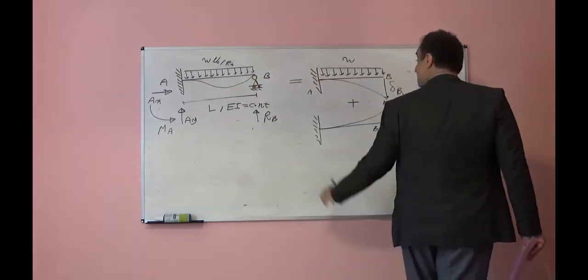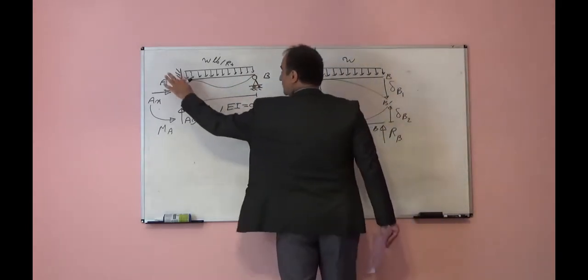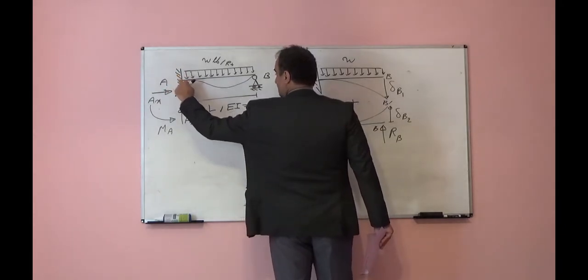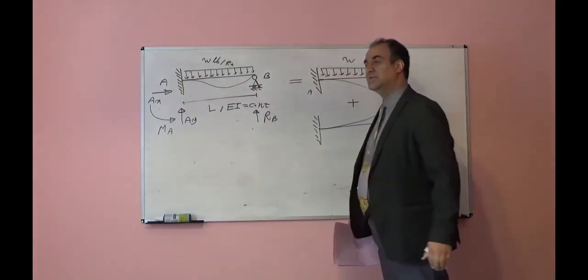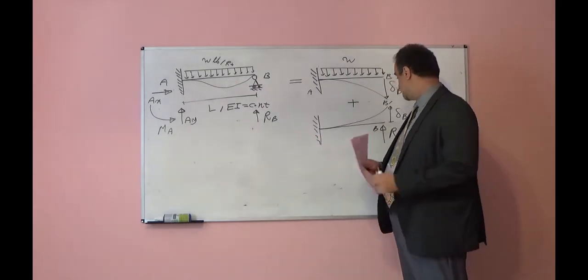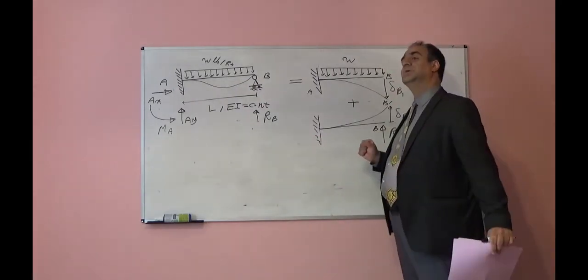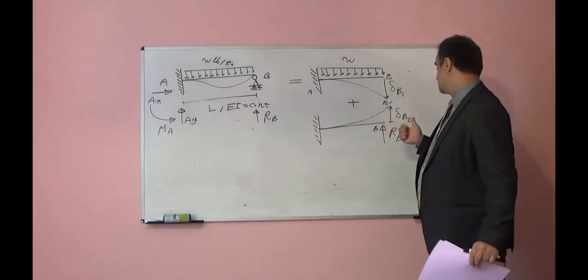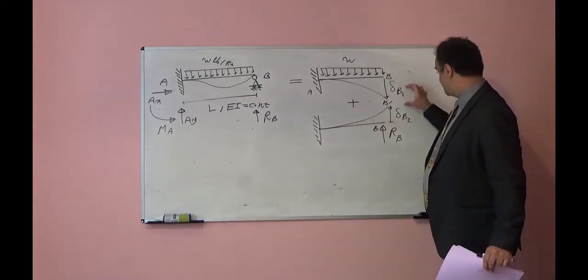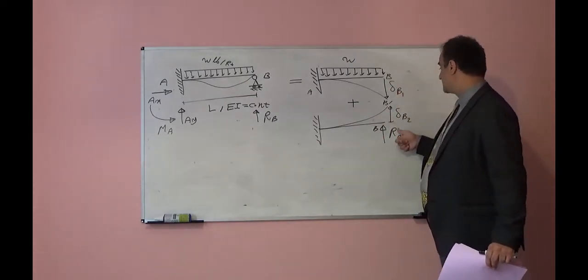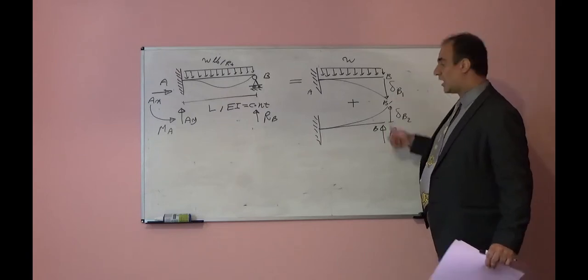Point A will not move up or down and will not rotate. Point B will not move up or down, and the deformation at point B is equal to 0. That means delta B1 downward should be equal to delta B2 upward.